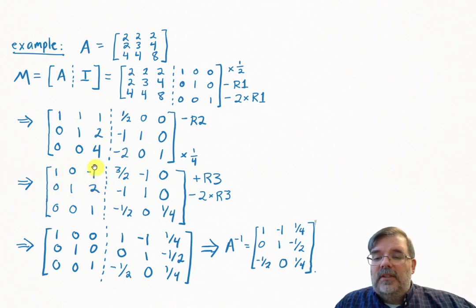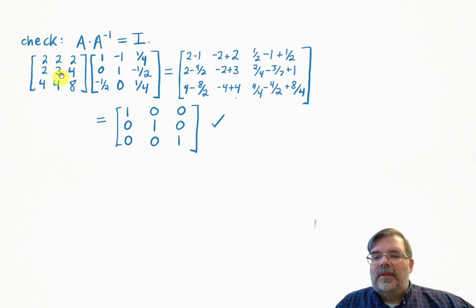To eliminate this -1, we could add row 3. To eliminate this 2, we could subtract 2 times row 3 from this row. And when you're done, you have the identity matrix on the left. And all along, we have been doing the row operations on the right-hand side. And that gives us our inverse matrix. To check that it's right, again, we multiply these two matrices together. And once you simplify, you'll see you have the identity matrix.